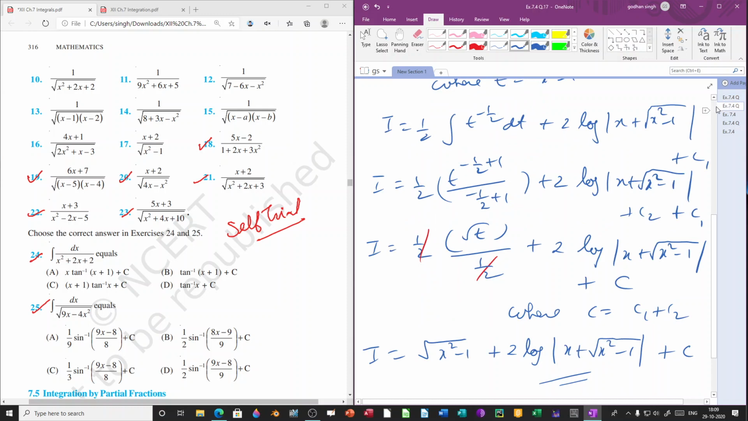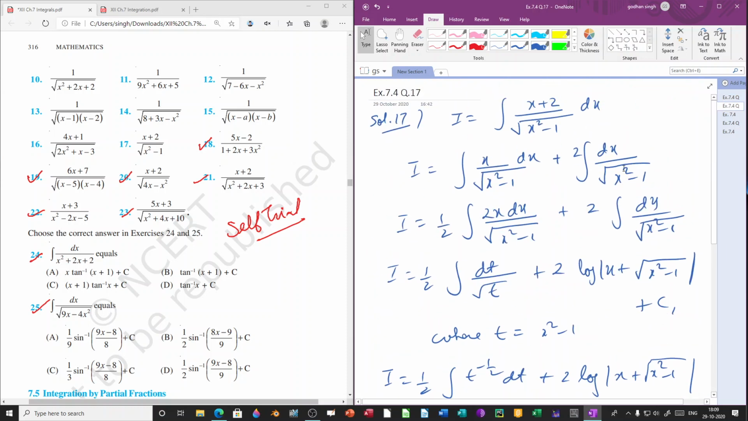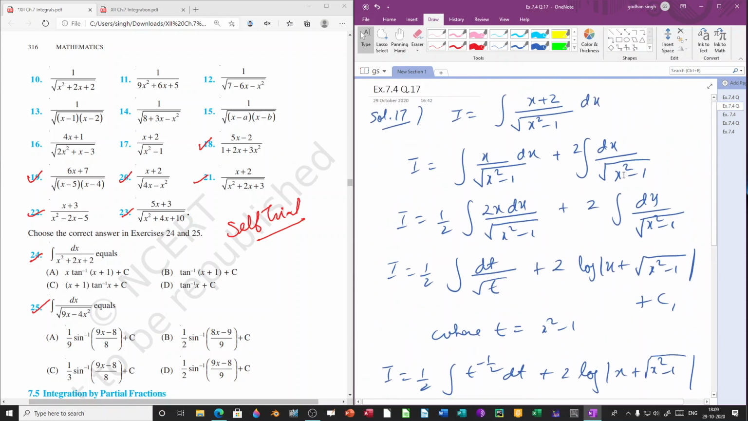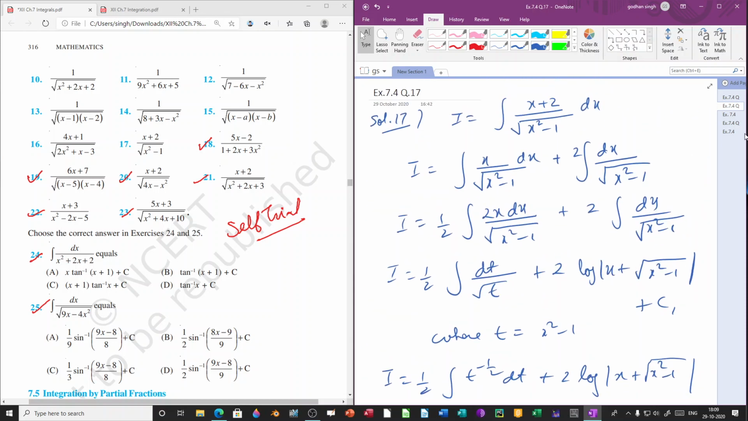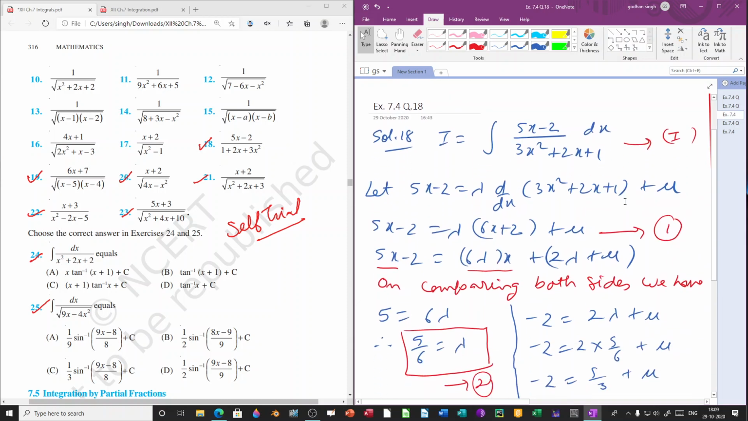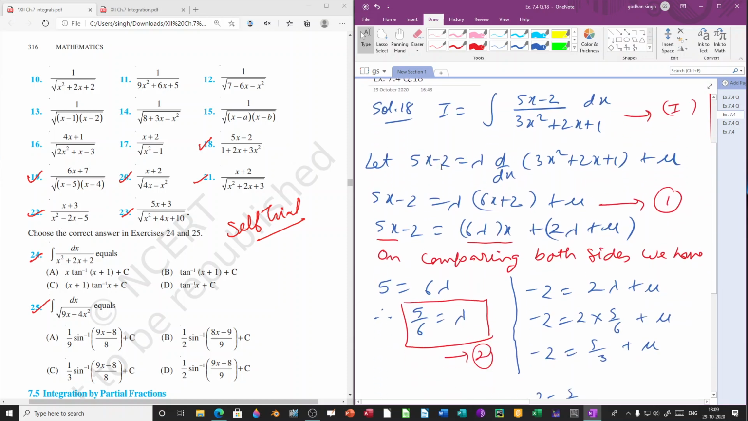If you see here, we have taken the numerator as lambda times the differentiation of the denominator plus mu. So we will do this same thing in question numbers 19, 20, 21, 22, 23, and where a square root is there, that square root is not to be considered.